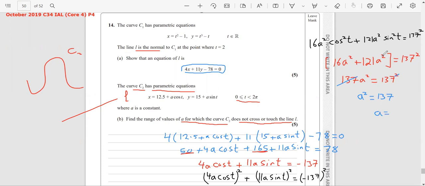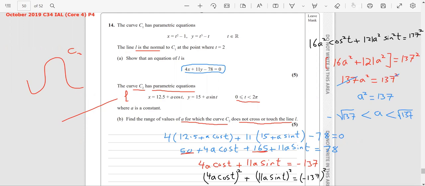So you can take the square root of both sides. So a is equal to, but now whenever you're asked to find a range, it will be between negative root 137 and positive root 137. So a is between negative square root of 137 and positive square root of 137, and this is the final answer.